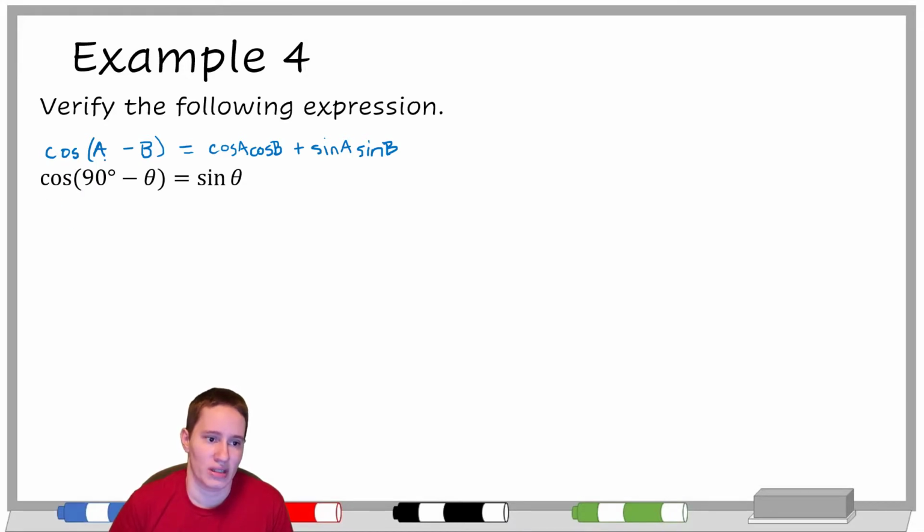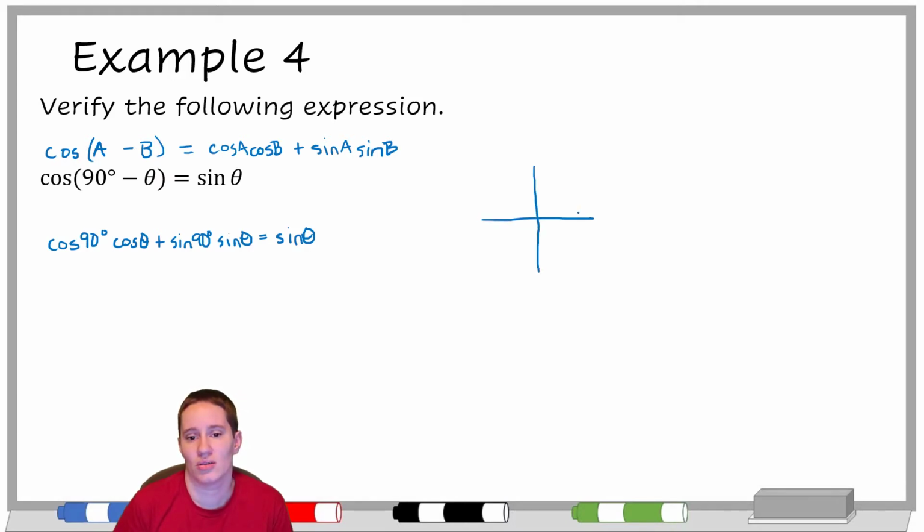So we're going to replace the a's with 90 and the b's with thetas. So cosine of 90 degrees cosine of theta plus sine of 90 degrees sine of theta. And so our hope here is that things are going to go away basically because we want it to just be sine theta. So remember how 90 degrees works, that's up here. The easiest thing to do is to think about our unit circle, which has the point 0, 1, and to remember that the x value is cosine and the y value is sine.